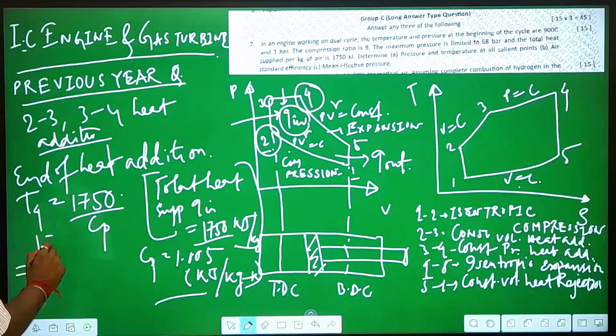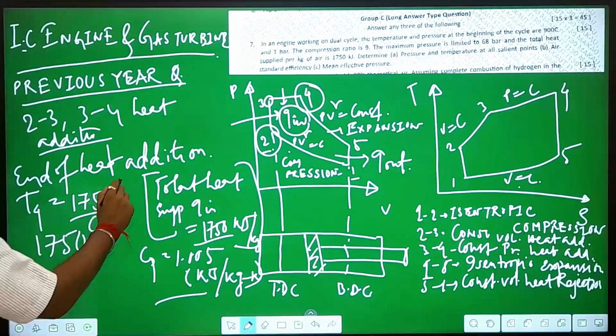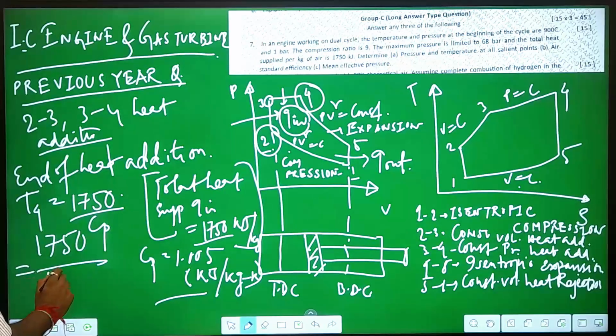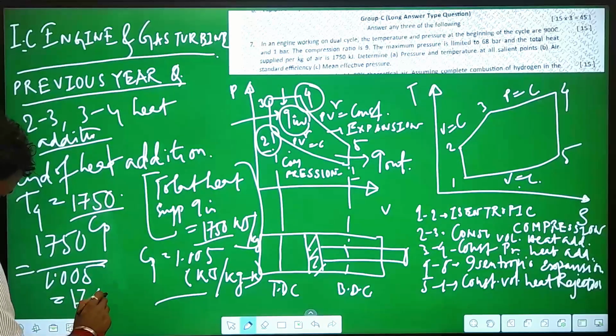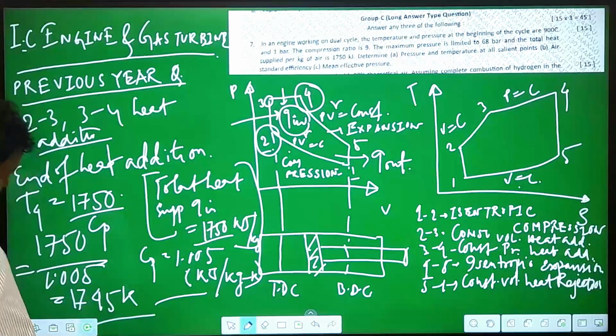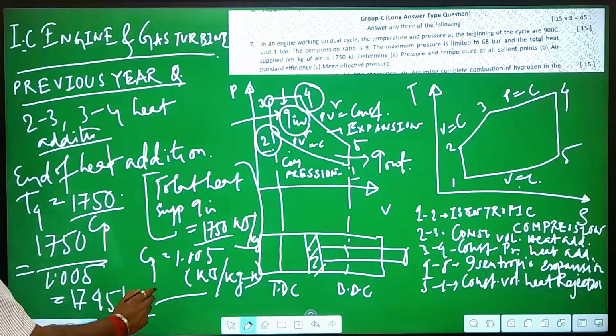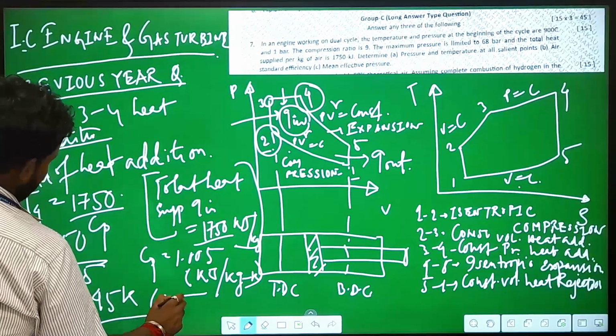So, 1750 by 1.005. The answer is 1745 Kelvin. That is another answer.